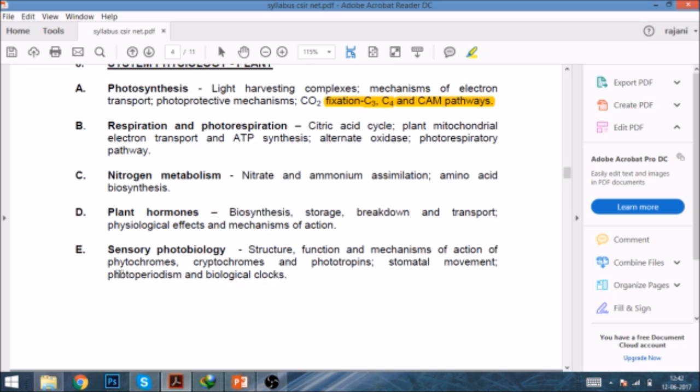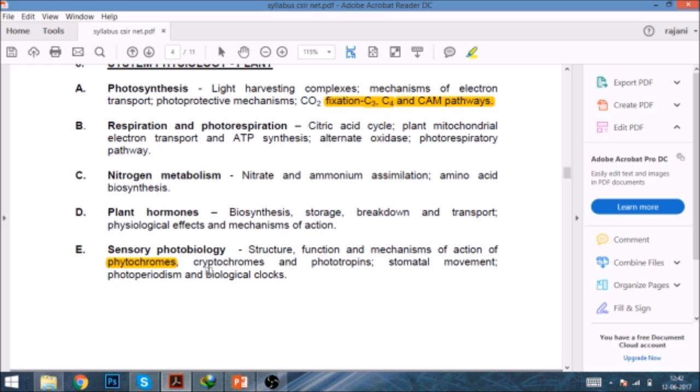Next is sensory photobiology. In sensory photobiology, I would prefer that you don't miss phytochromes. There are two types of phytochromes, basically the far red, also known as PFR, and PR. Different types of genes are involved in phytochromes, so don't miss that topic.